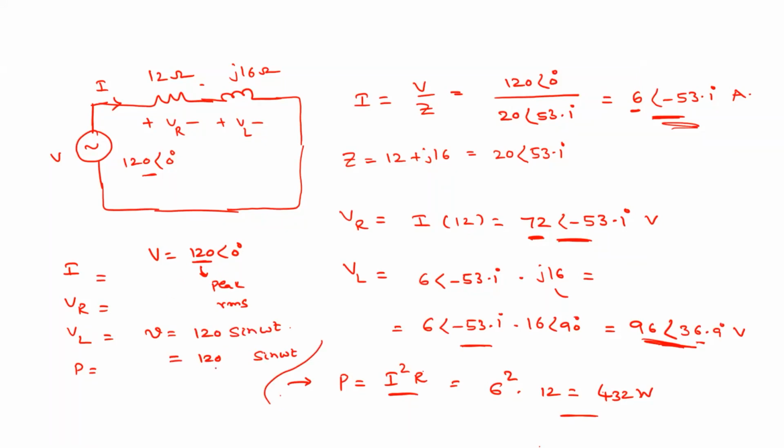If this is the peak value, that means this waveform is represented with the peak. That means both are valid. Someone will represent this 120 as the peak one, and someone will represent this 120 as the RMS one.